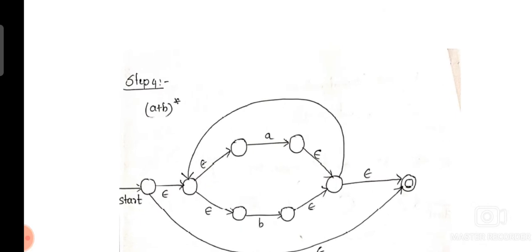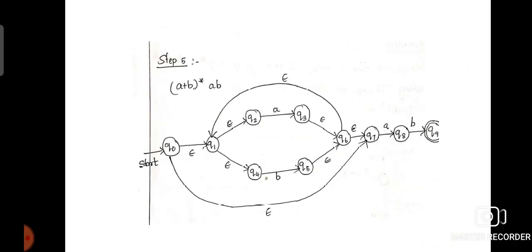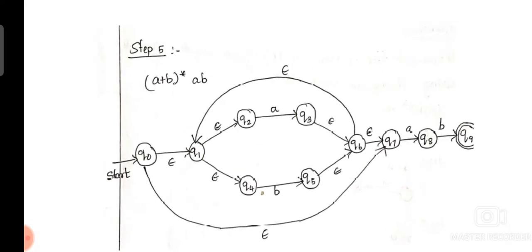In step 4, we are going to draw the structure for (A plus B) star. (A plus B) star means that A plus B will be applied repeatedly any number of times. So again we have to construct the loop. Previously we have drawn for A plus B. Then we have to draw some loops from different states, as in this diagram. Now we are going to extend the diagram for the remaining symbols A B.